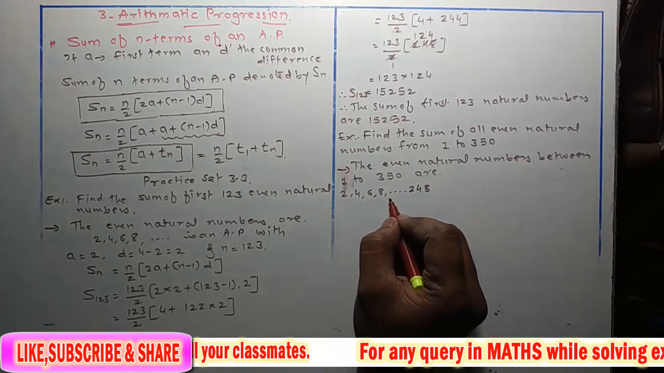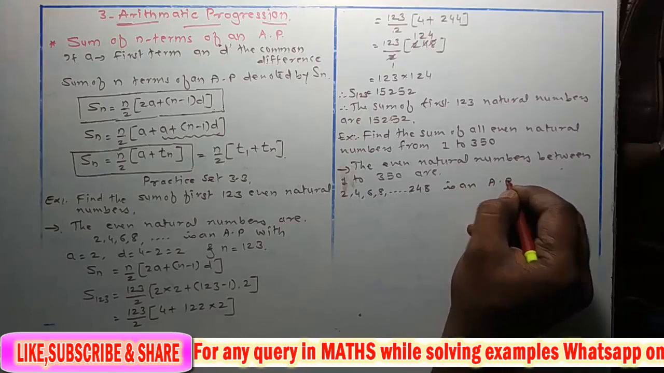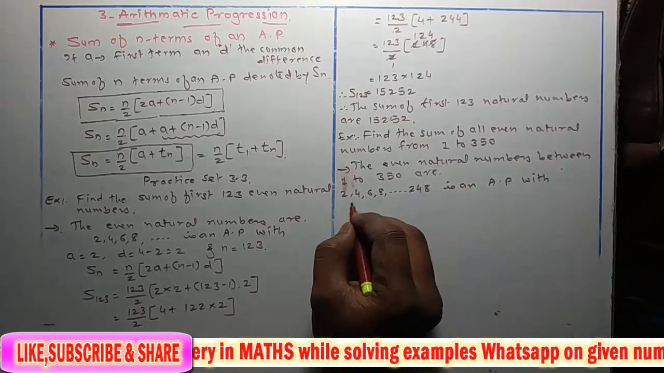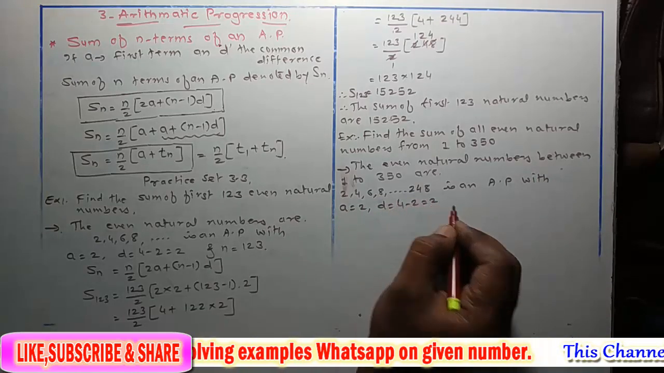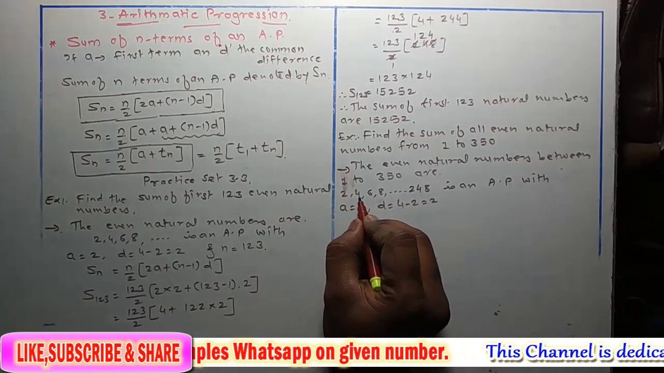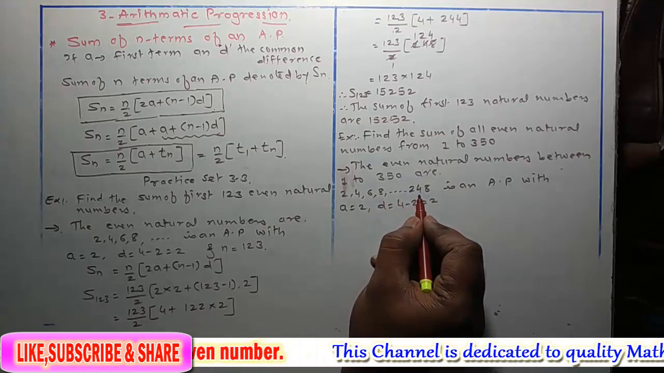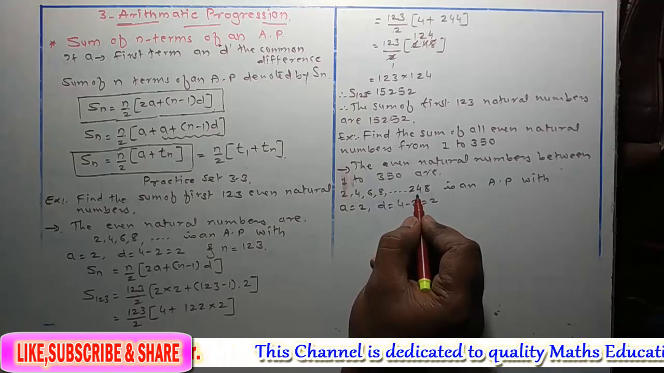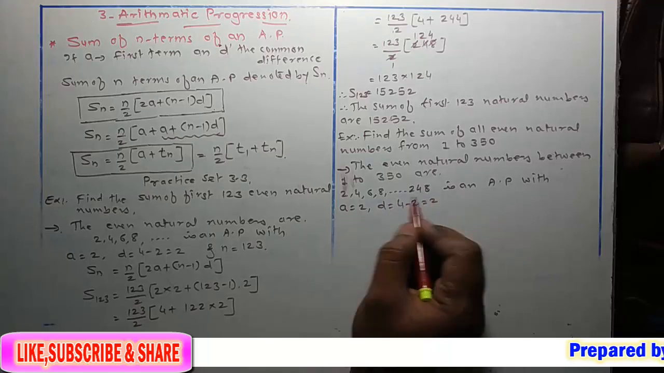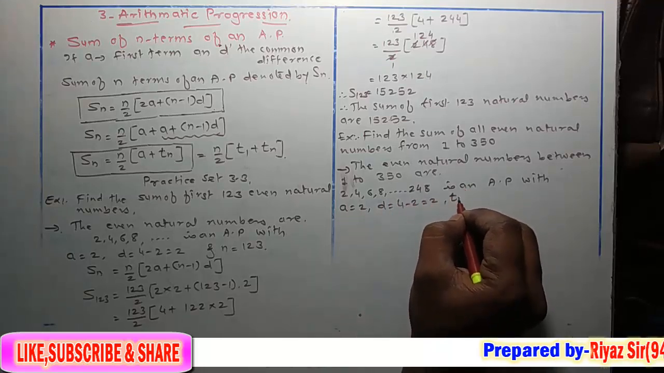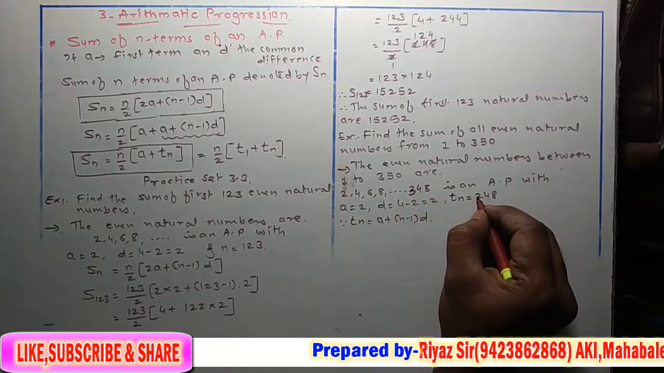So 2, 4, 6, 8 up to 348 is an AP, with A, that is the first term, equal to 2, D is equal to 4 minus 2, which is 2, and this is the first term, this is second, this is third, this is fourth, up to 348. We don't know which term this is, so we have to find that term. How many terms are there? We don't know, so we have to find how many numbers there are. So we consider that term as Tn.